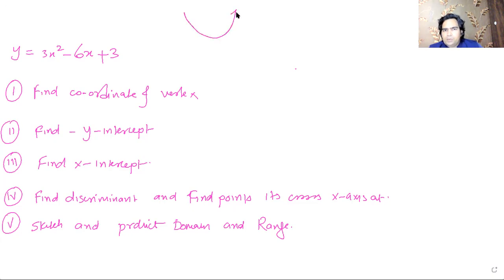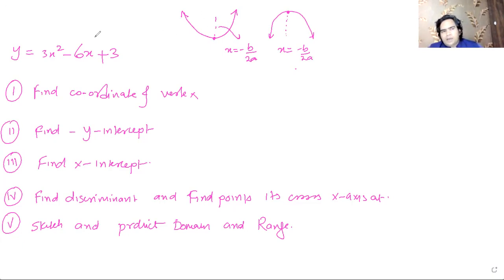Now, the vertex is actually the minimum or the maximum point of the quadratic graph. The x coordinate of the vertex is given by minus b over 2a, which is also the line of symmetry for the entire graph. And x equals minus b over 2a, whether it opens upwards or downwards.